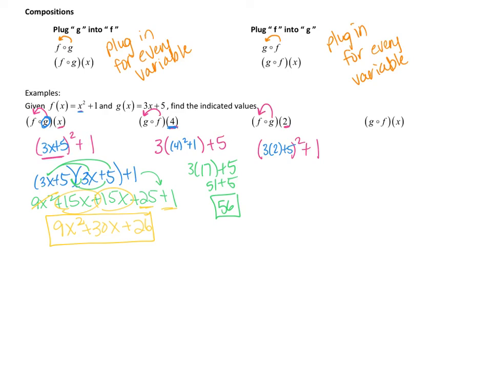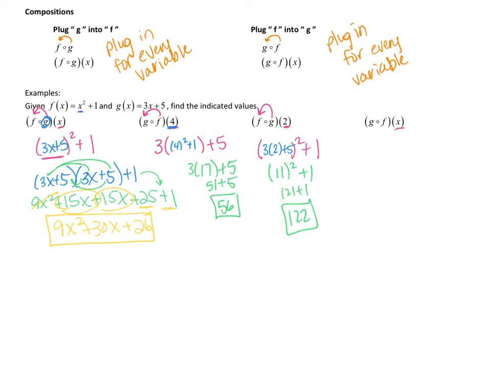All right, so PEMDAS says I'm going to look inside of parentheses. So 3 times 2 is 6. 6 plus 5 is 11. So I'm going to have 11 squared plus 1. 11 squared is 121 plus our 1 is 122. All right, last one. Let's look at it.